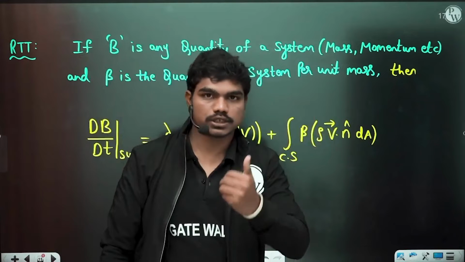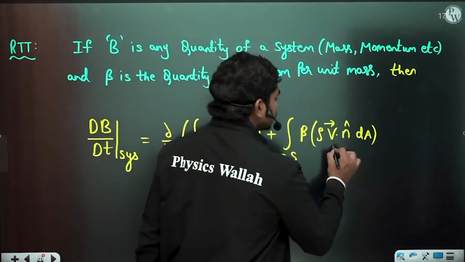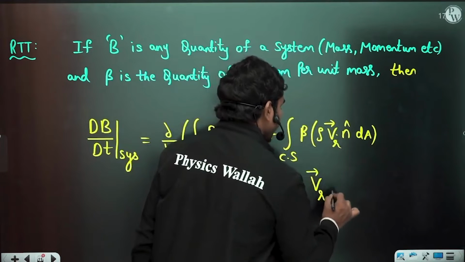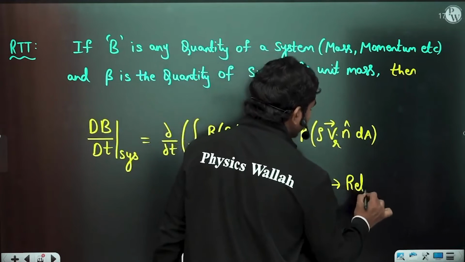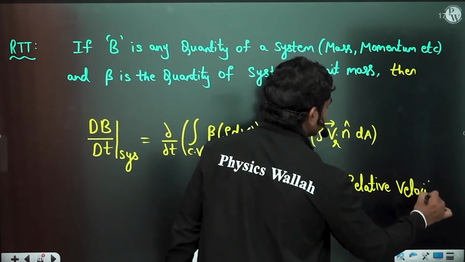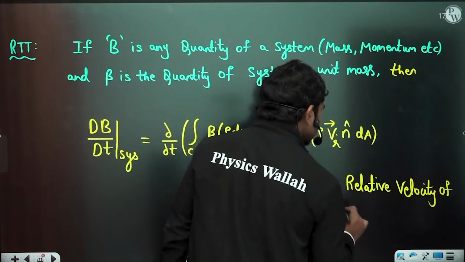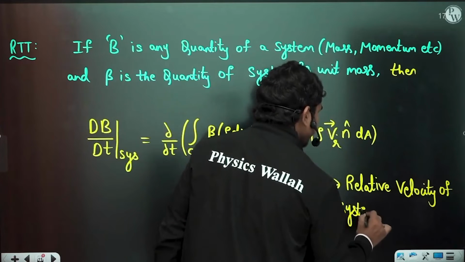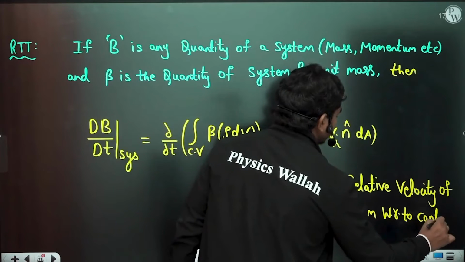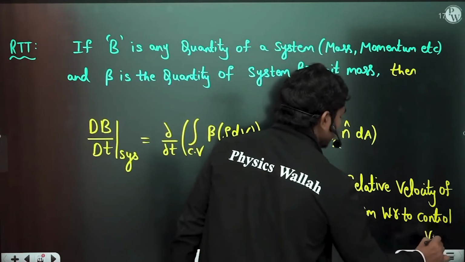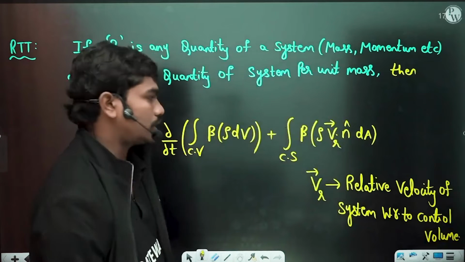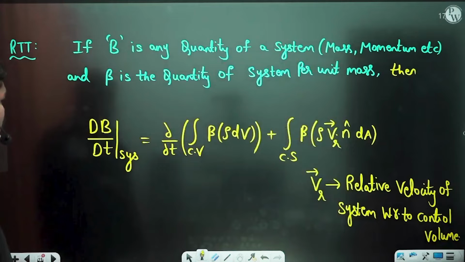If the control volume is also moving in general, we will get the relative velocity here. So VR is the relative velocity of the system with respect to the control volume. So this is what you have basically here.